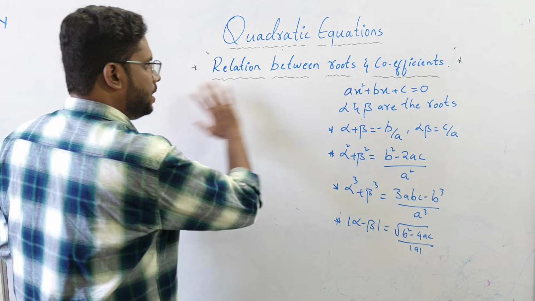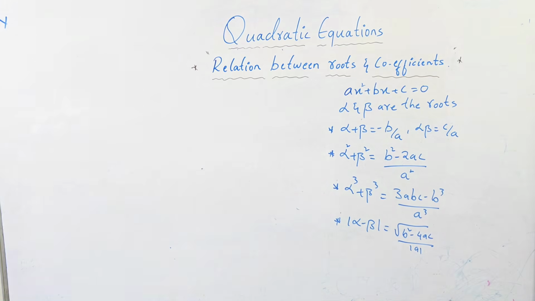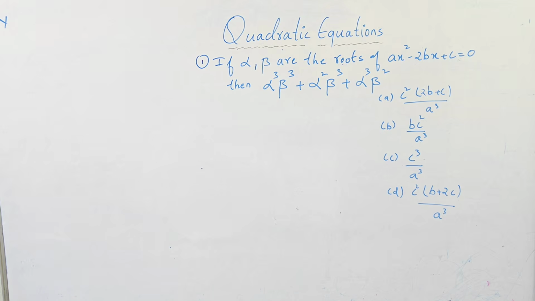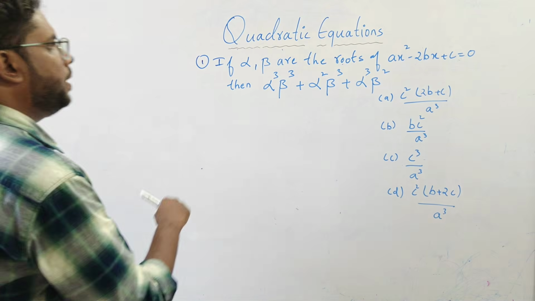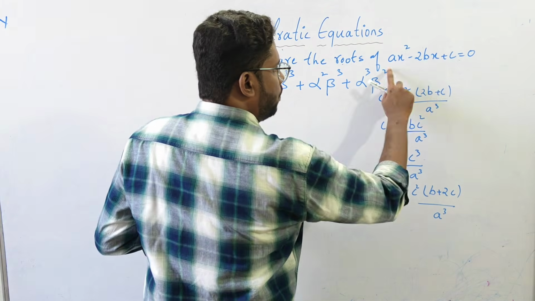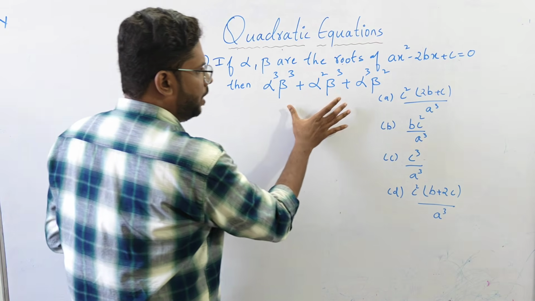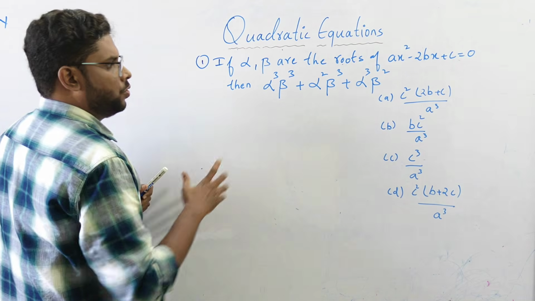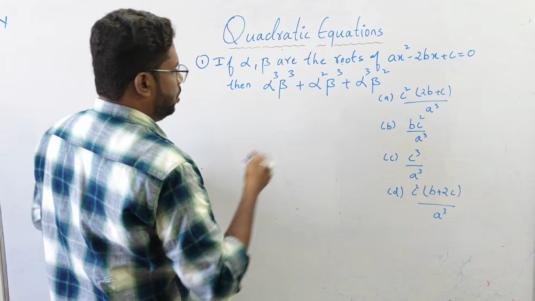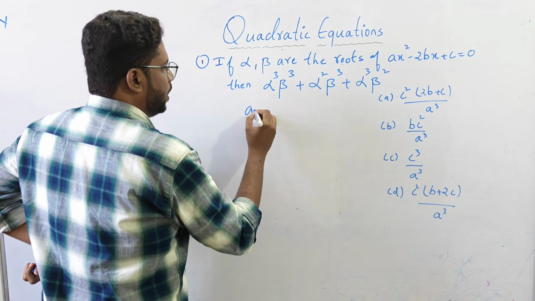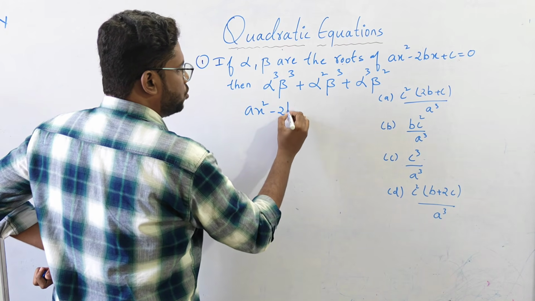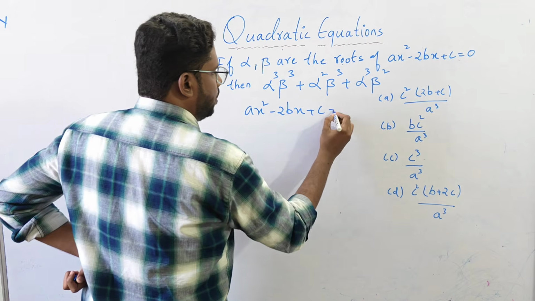Now let us take the first question on this topic. Now see the first question. If alpha, beta are the roots of the equation, when a quadratic equation is given, alpha, beta are its roots, then we need to find the value of this. We'll start from a simple question. What is the quadratic equation? We have been given ax square minus 2bx plus c equal to 0.